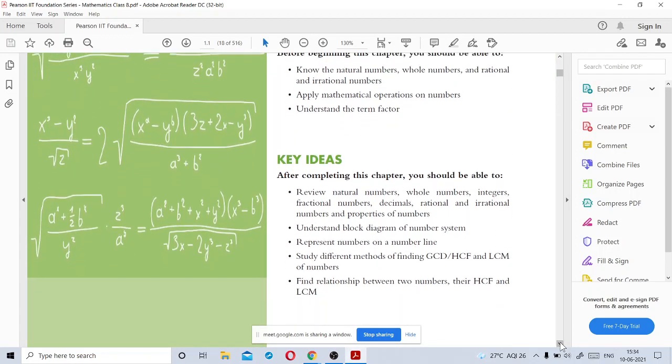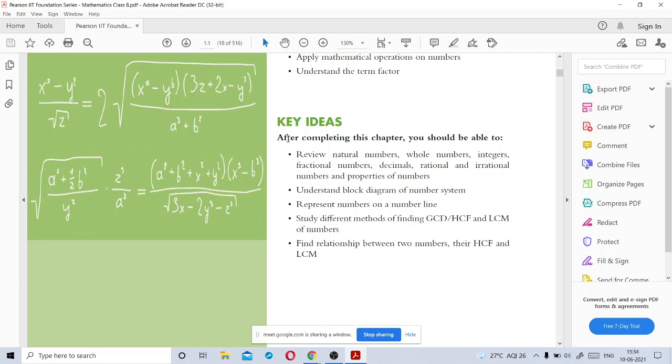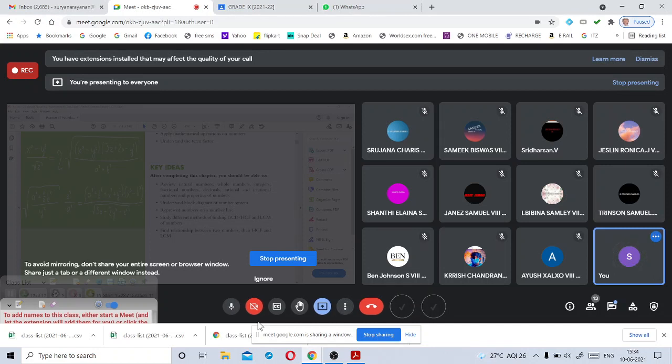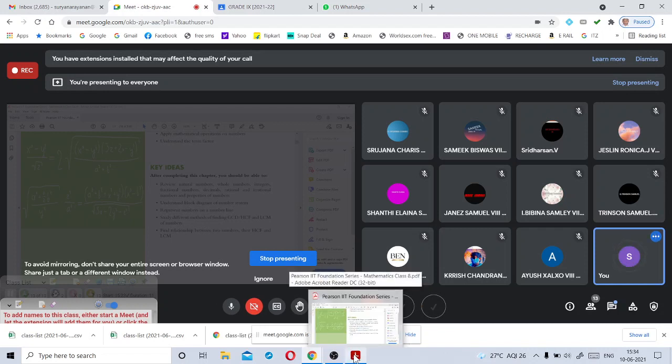Now, these are the key ideas. What are the key ideas? Can you read these points, my dear children? Who will read these points? My dear Ayush, will you read these key ideas? Ayush, are you there online? Yes, sir. Ayush responded. Now can you read these key ideas?